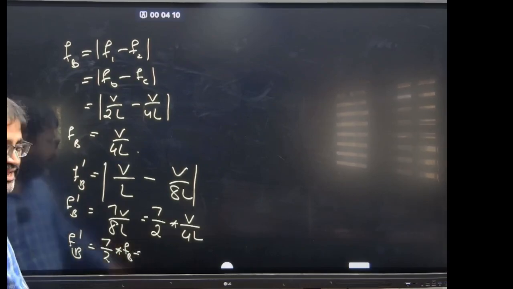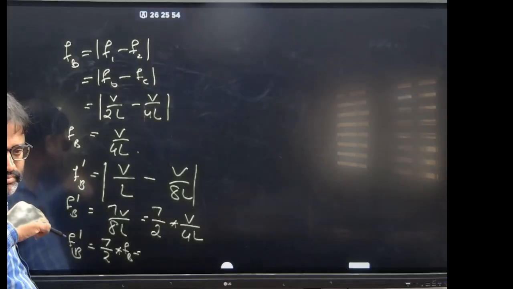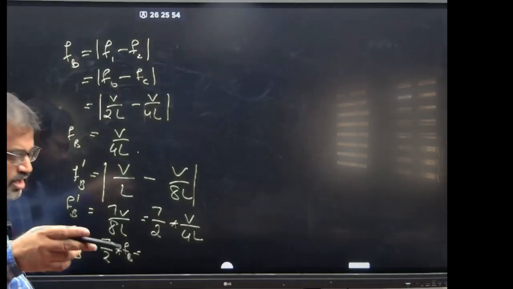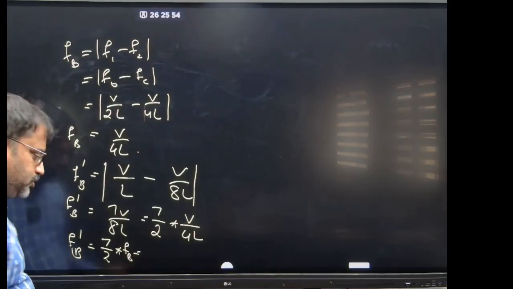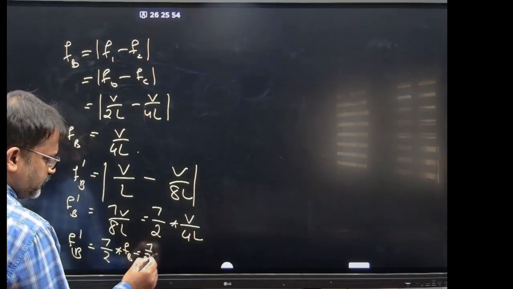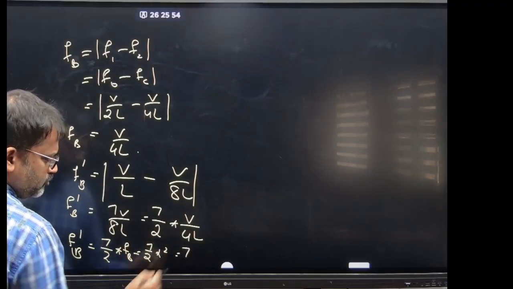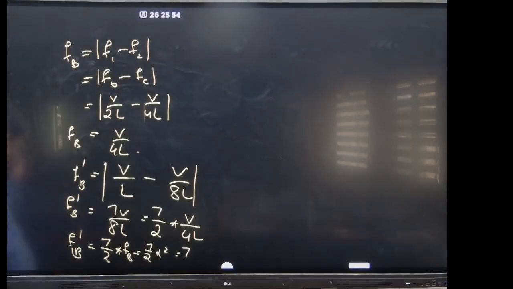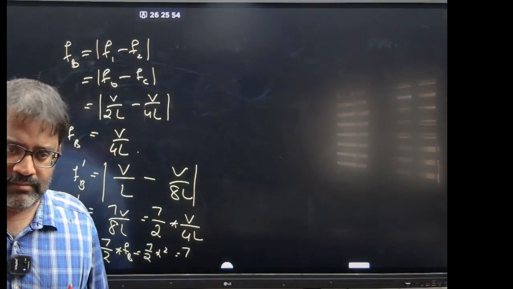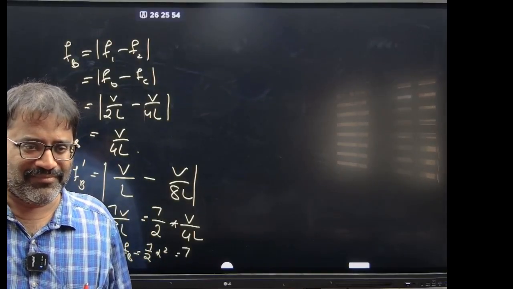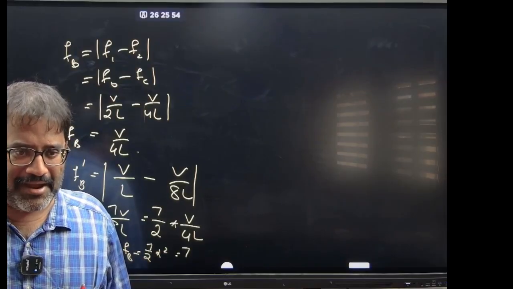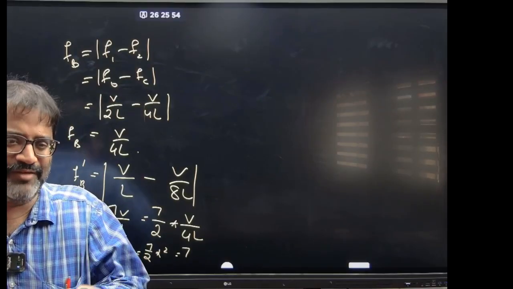But what is FB? 2 beats. So that means it is 2. So the answer is 7. The right option is option 4. Then which is the left option? 8. 8 is the left answer, beta.